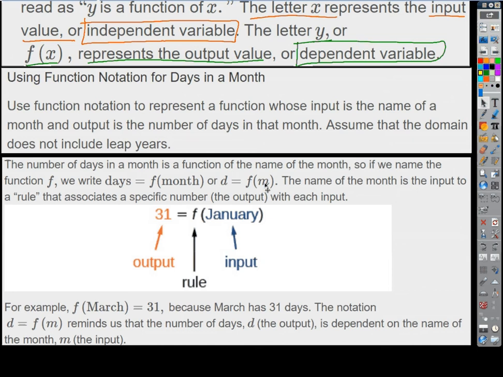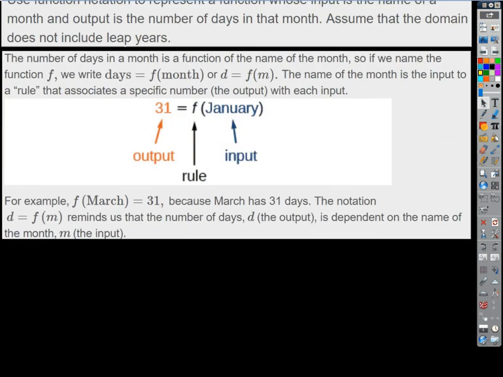One more time down here. This tells us that the notation D equals f of m reminds us that the number of days D, the output, is built from a function. It depends on whatever month it is, right? And that's what that function tells us.